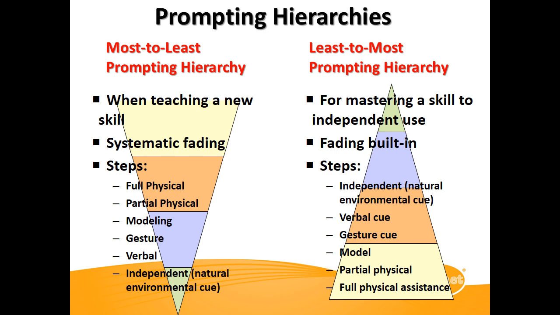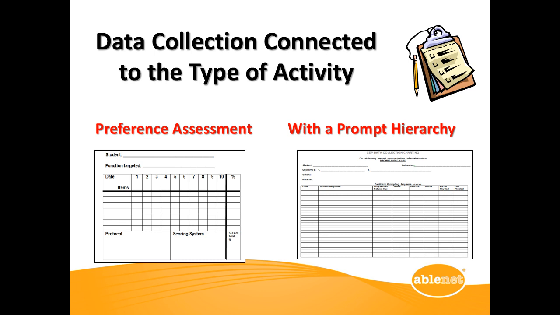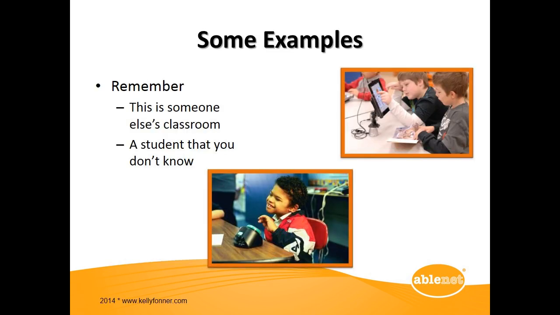So you'll see that the types of data collection are tied to the kind of activity. When we're doing things like a preference assessment, we are not using a prompting hierarchy, because in a preference assessment, I'm still trying to find out what kinds of items we're going to be using when I'm teaching the communication strategy. So what I want to do now is go to some of the video examples, to show you the 3 different kinds of activities tied to the data collection.